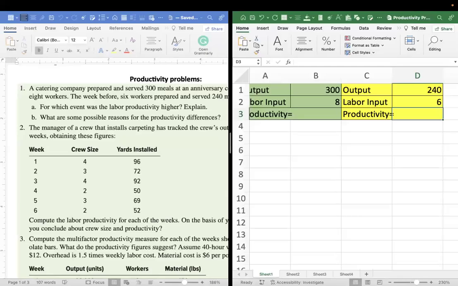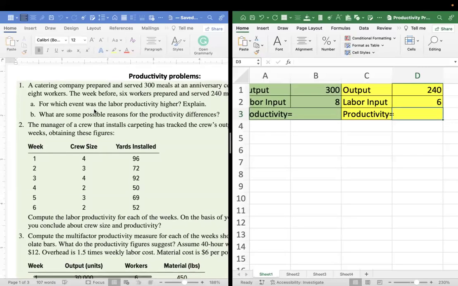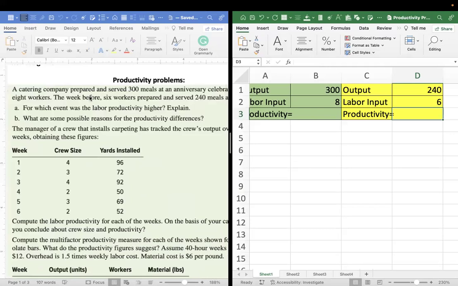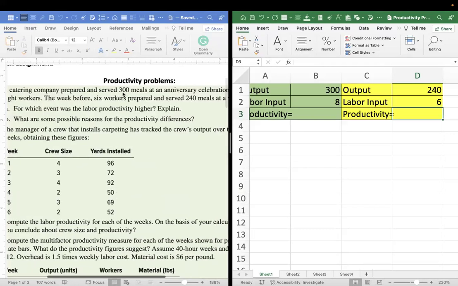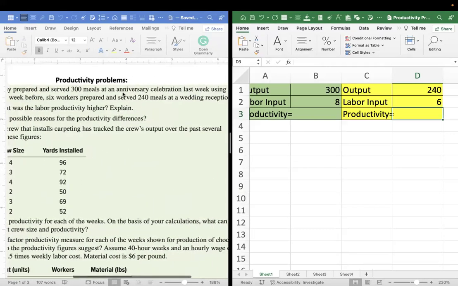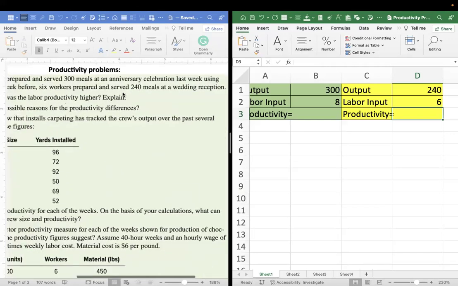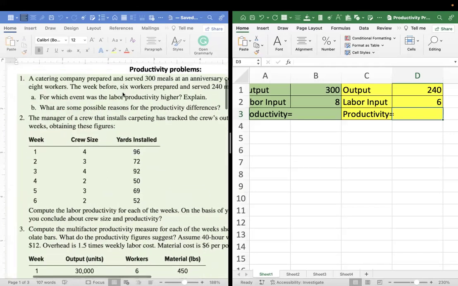In this video, I will explain how to solve productivity-related problems using Microsoft Excel. So here are some problems, and the first problem is that a catering company prepared and served 300 meals at an anniversary celebration last week using 8 workers.